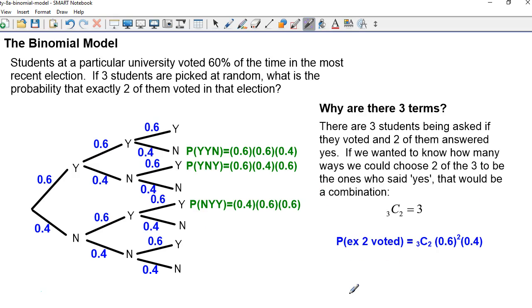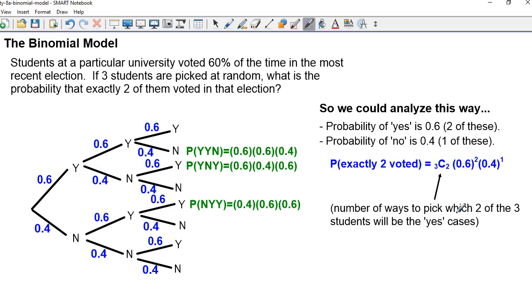Okay, why are there 3 terms? Well, if there are 3 students being asked if they voted and 2 of them answered yes, what we really want to know is how many ways we could choose the 2 of the 3 to be the ones who said yes. Well, that would actually be a combination, right? We're choosing some students out of a group. It doesn't matter what order we choose them in. We just get a list of which students voted. So if we think of it as the 3 spots, how many ways are there for me to choose the 2 that voted yes? That would be 3 choose 2, which turns out to be 3. So this number 3 could be thought of as: out of 3, choose the 2 spots for the successes, the people who voted.